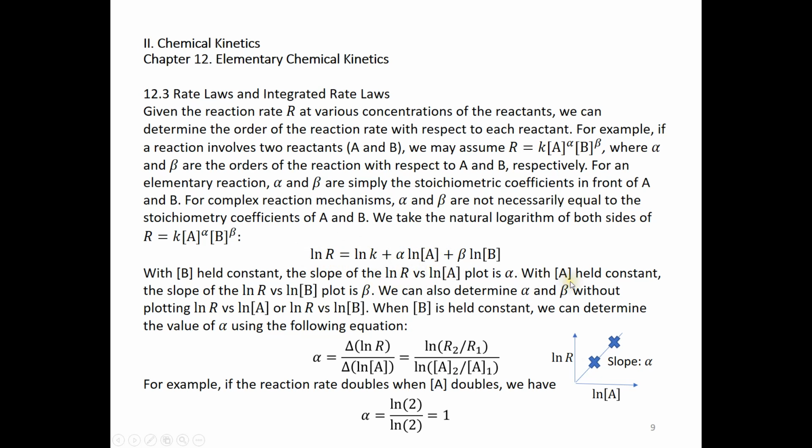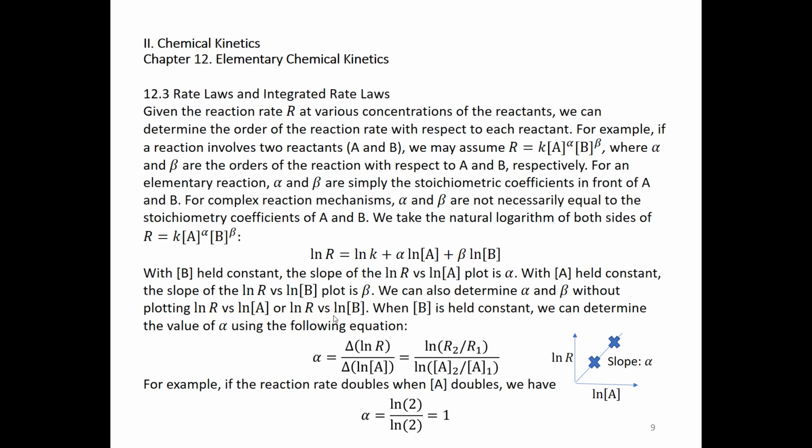Now what if we hold A constant? Now ln k plus alpha ln A, these two terms together, are considered the intercept of the ln R versus ln B plot, and beta is the slope. Well, we can also just determine alpha and beta without plotting ln R versus ln A or ln R versus ln B.